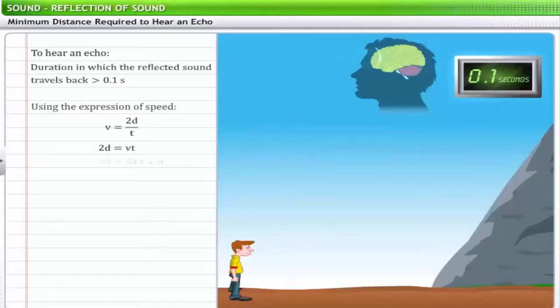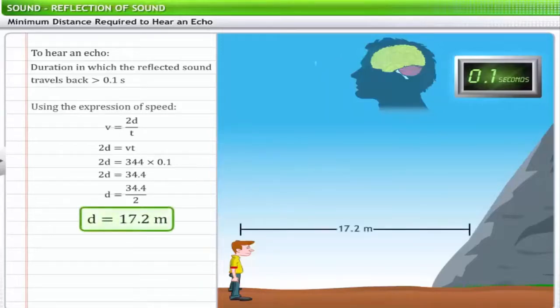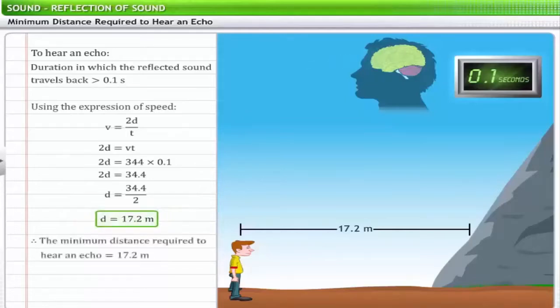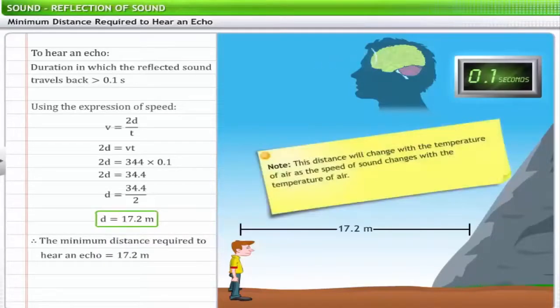On substituting the values and simplifying, we get the distance is equal to 17.2 meters. Therefore, the minimum distance required to hear an echo is 17.2 meters. Note, this distance will change with the temperature of air, as the speed of sound changes with the temperature of air.